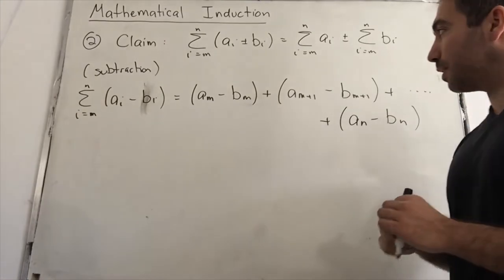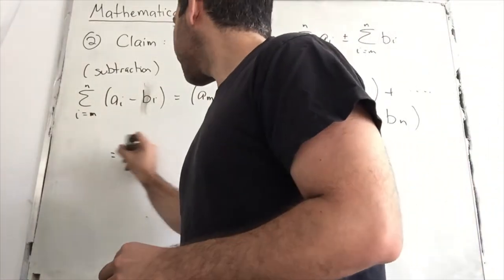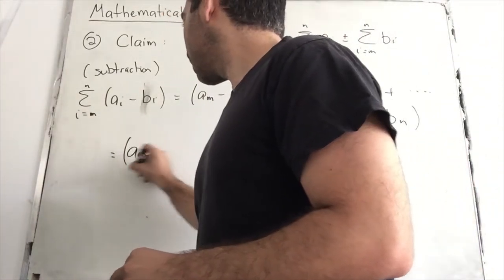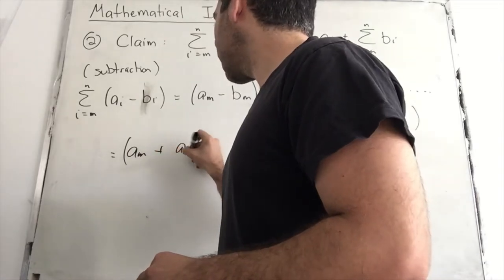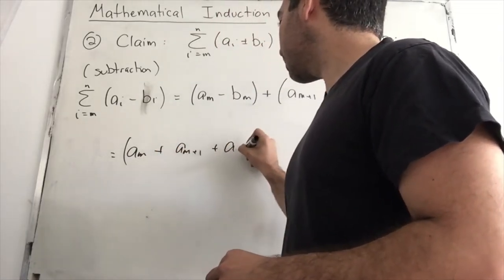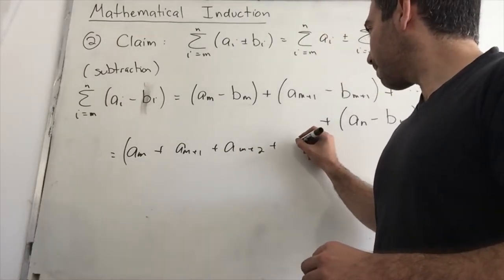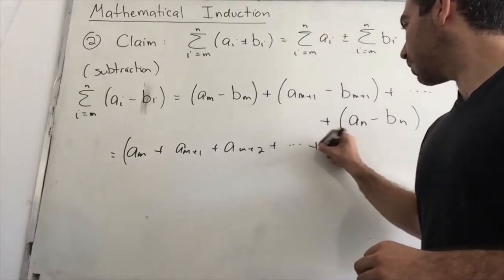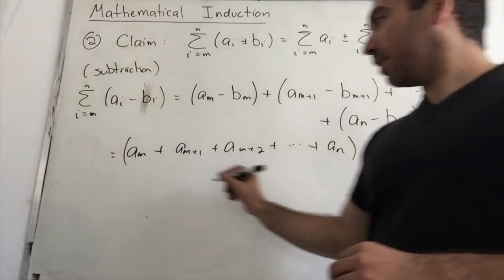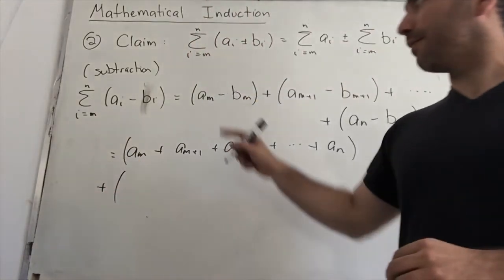Let's group the a's with the a's and the b's with the b's, giving us am plus am plus 1 plus am plus 2 plus dot dot dot an. And then plus, let's add up all the terms that have the b's in it.